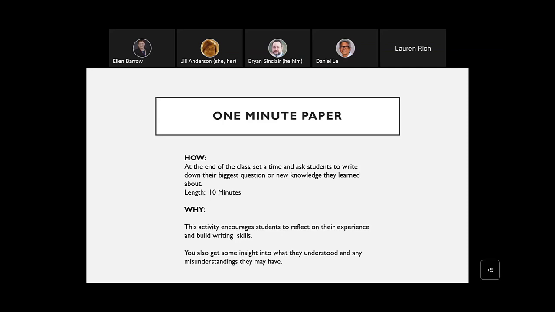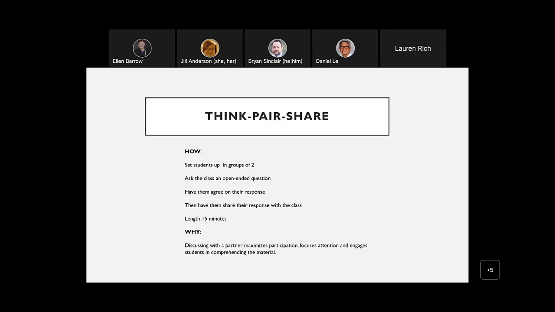So the 1 minute paper, I think, is just one of my favorites because it allows them time to sit down and think, which is the process of what I want them to do, is sit down and think. Okay, the next one is think, pair, share.